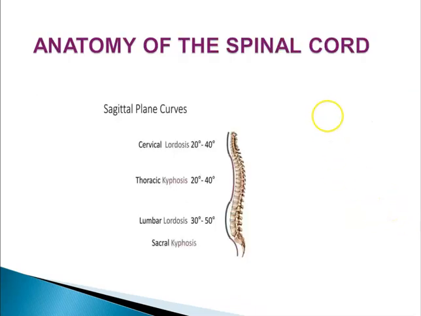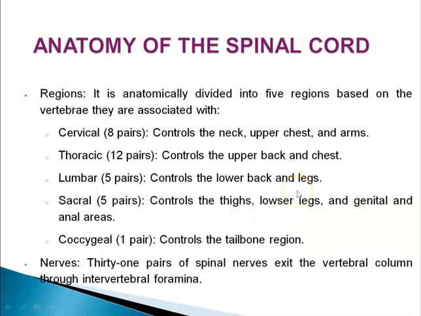So the curves of the spinal cord. These are sagittal plane curves. In the cervical region, it is lordosis, approximately 20 to 40 degrees of lordosis. We call it cervical lordosis. In thoracic, it is kyphosis, 20 to 40 degrees of thoracic kyphosis. In lumbar, it is lordosis, 30 to 50 degrees of lumbar lordosis. And in the sacrum, it is again kyphosis. So these are the normal spinal curves.